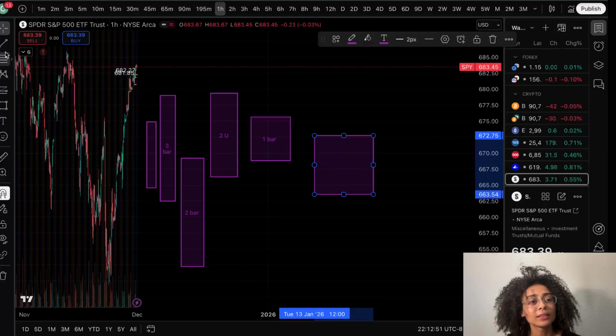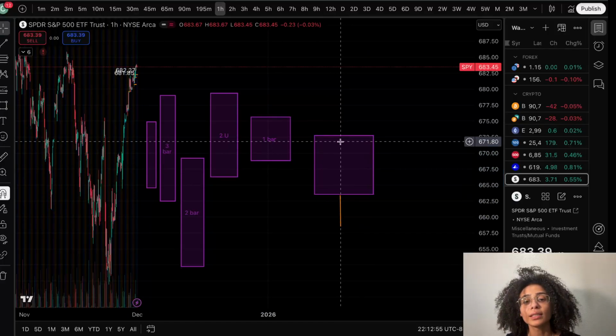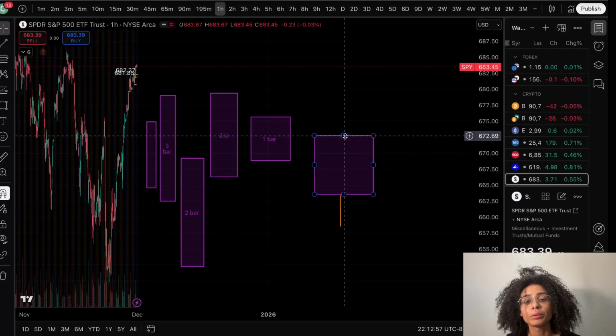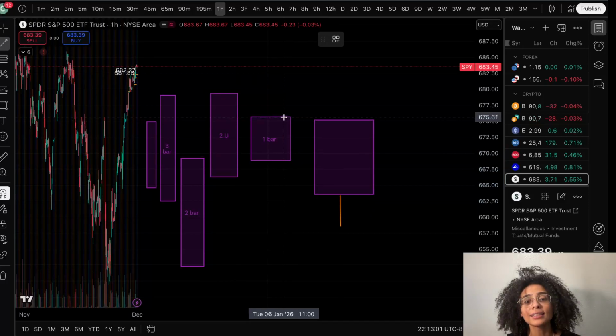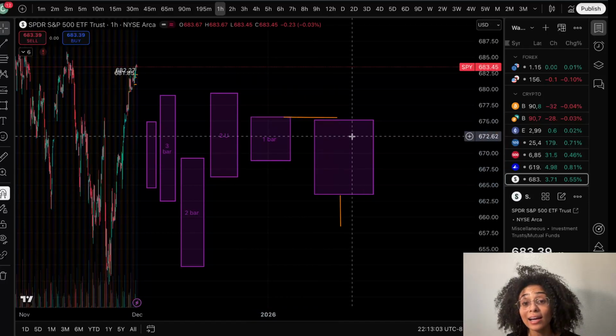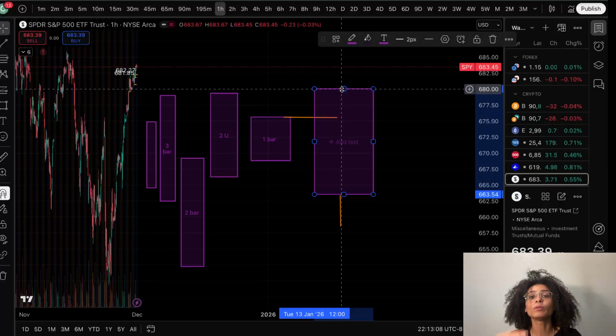But say, for example, price wicked. We wicked here, and price proceeded to push up. Boom. The minute we pass this bar's high, we're now outside. We failed to stay directional to the downside. Say a failed 2 bar essentially, and price pushed up. So it's that simple. It's that easy.